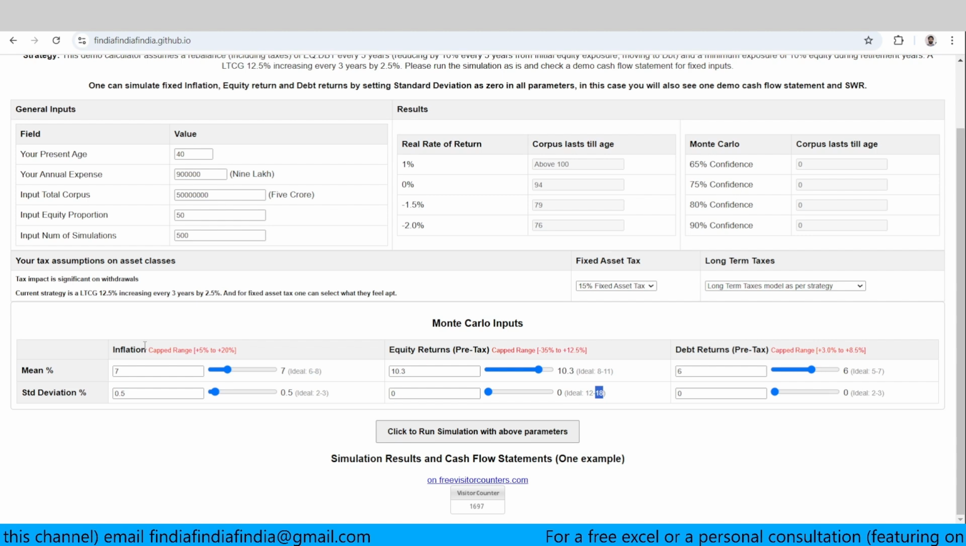Each of these variables, inflation, equity returns and debt returns, are capped. When you go for Monte Carlo simulations, you see that equity returns sometimes give even 40%, 30%. I did not want that, because we are doing a conservative calculator as usual. For the people who are new, we are a little conservative in our planning, because this all assumes that you will not have any passive income, no rent, no bhada coming from anyone.